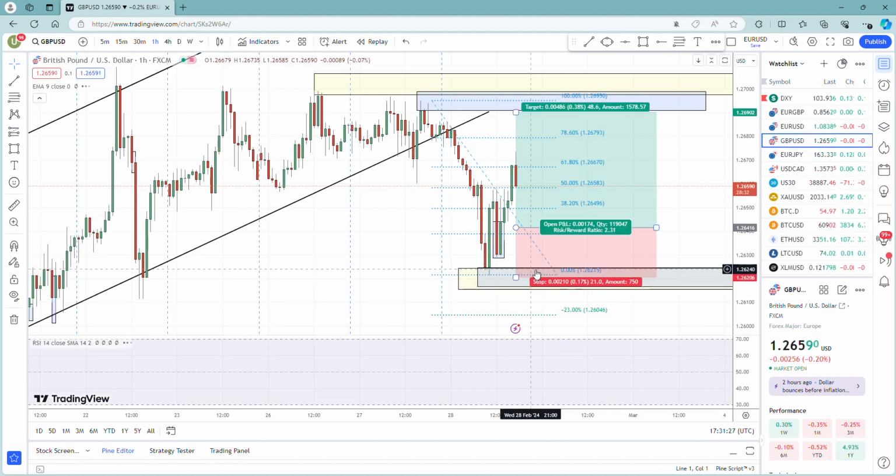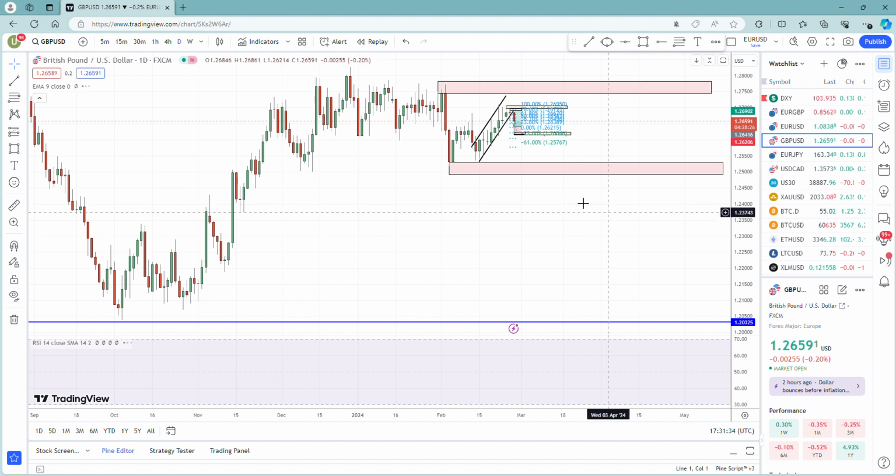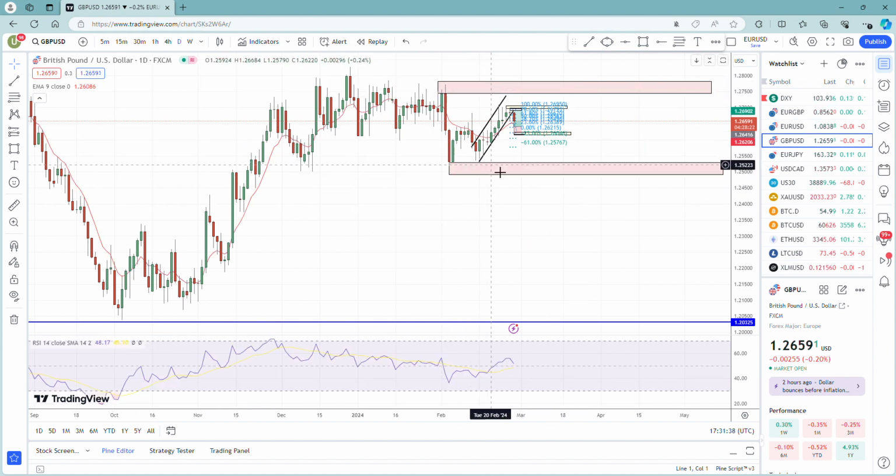Here's another trade I took on GBP USD. Remember, if you start on the daily, you've got your two levels here. This is the most recent high low. Sorry, that's the most recent higher high. That's the most recent higher low.